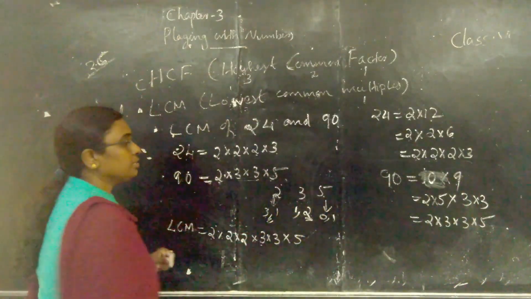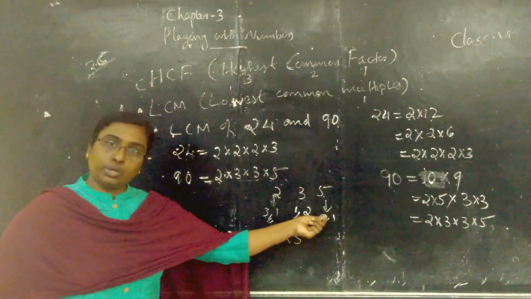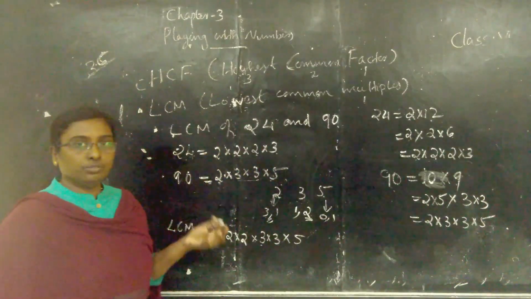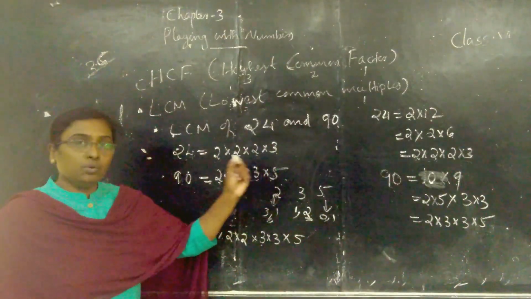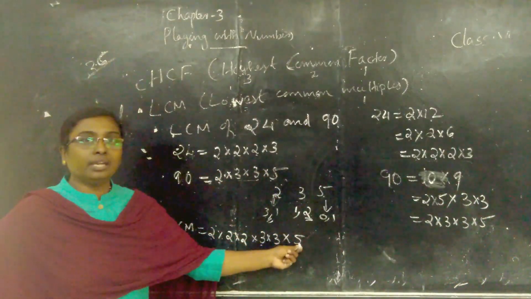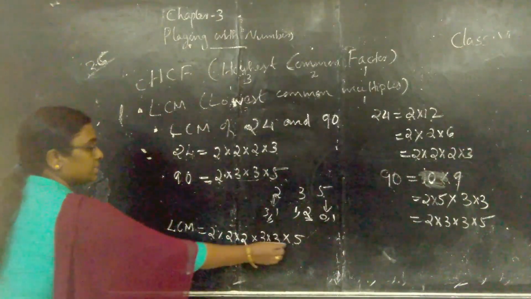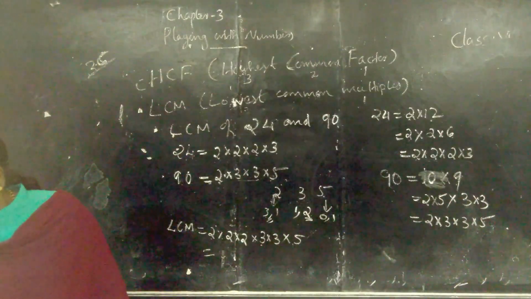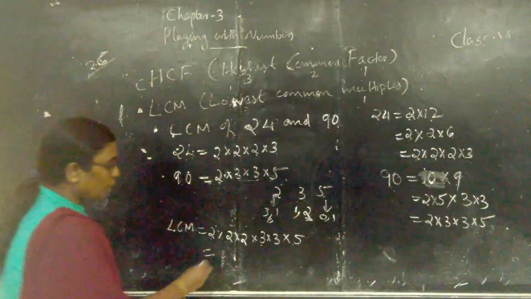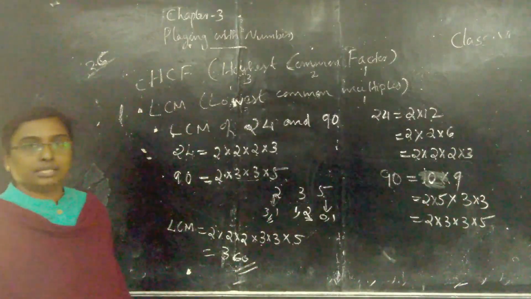The next number is 5. 5 is not present in 24, so it occurs 0 times in 24. In 90, how many times does 5 occur? Only 1 time. So we take 5. Then the product of these numbers is the LCM. The product is 360. Therefore, the LCM is 360.